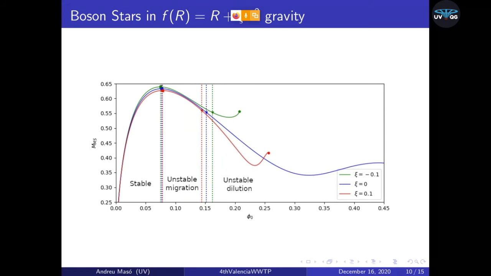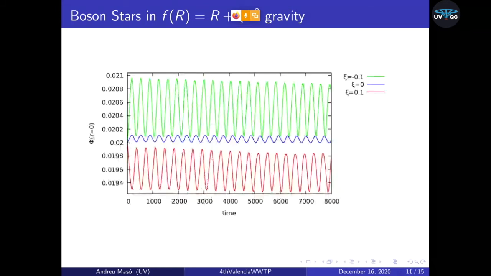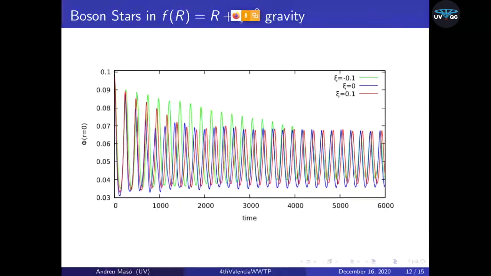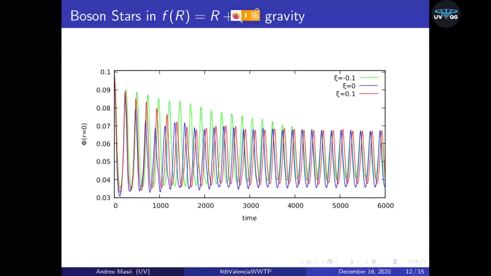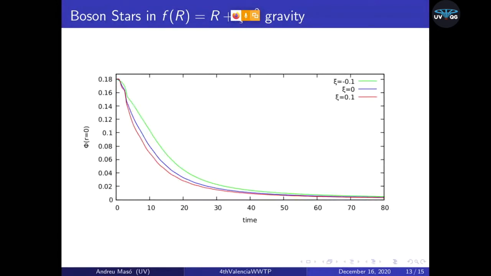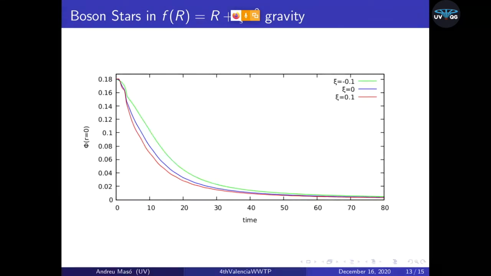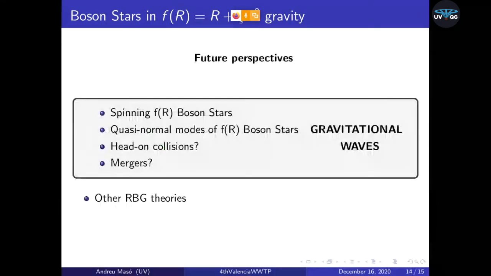For the f of r stars, we have found the same behavior, three regions with small differences. Here I plotted some examples. This is the stable solution, the unstable solution that migrates to a stable one. Those oscillations are numeric. And the last one, which is the dilution of the boson star.